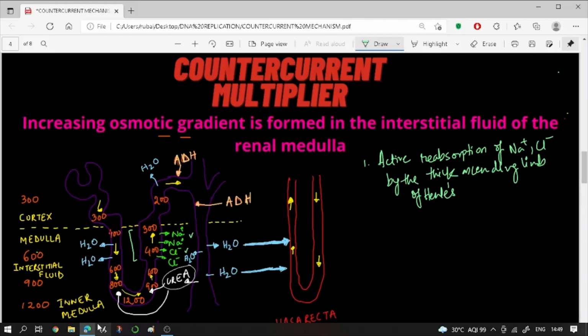But if you look closely, it is completely impermeable to water. So water reabsorption does not take place in this part of Henle's loop because the cells of the thick ascending limb are impermeable to water. As a result, there is a buildup of sodium and chloride ions in the interstitial fluid of the renal medulla.